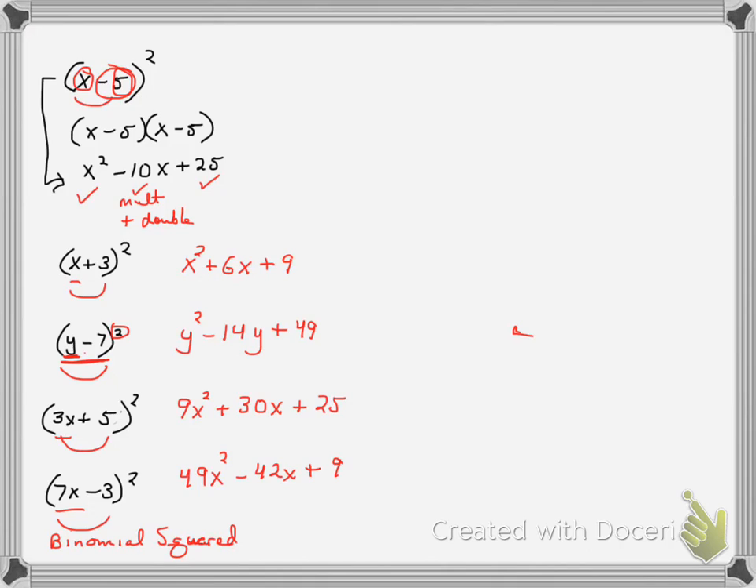Just as a comment, all of these will have a positive on the third term. Why? Because we're squaring something. If you have a positive over here in the problem, it will be two positives, so that'll be a positive. And if you have a negative over here, it'll be two negatives, and two negatives also create a positive. So that's all there is to this. Just need some practice on your part before they become very natural to you.